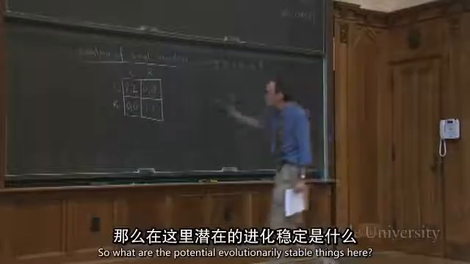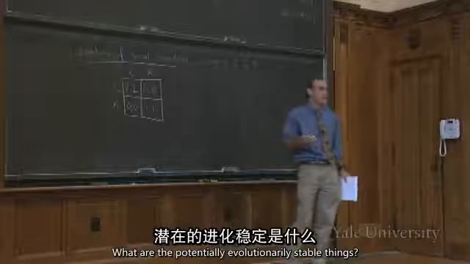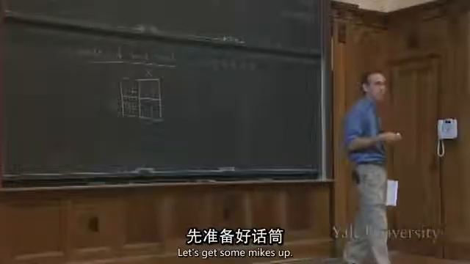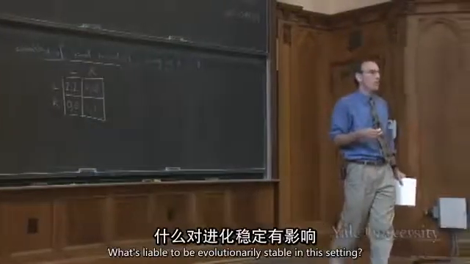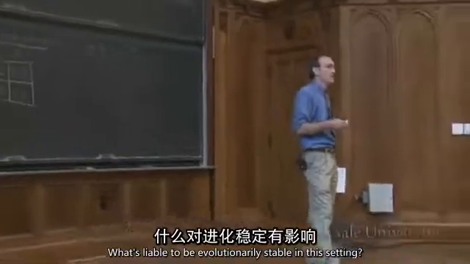So what are the potential evolutionarily stable things here? What are the potentially evolutionarily stable things? Let's get some mics up. What's liable to be evolutionarily stable in this setting? Anyone?